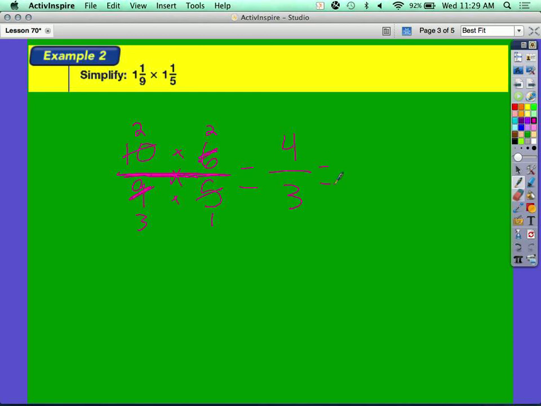Now I have to turn that into an improper fraction, I mean a mixed number. If I need to, I can divide. I should get 1 and 1/3. So even though we don't have the same number on top and bottom, we can take common factors out to help us reduce before we multiply.